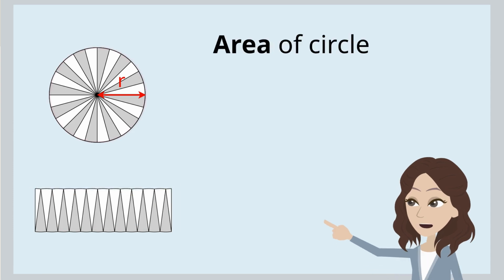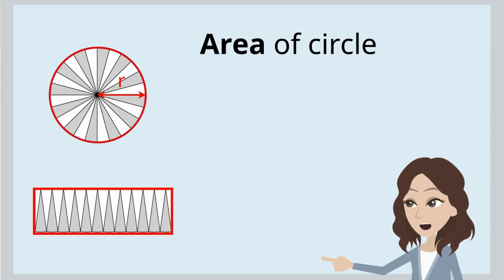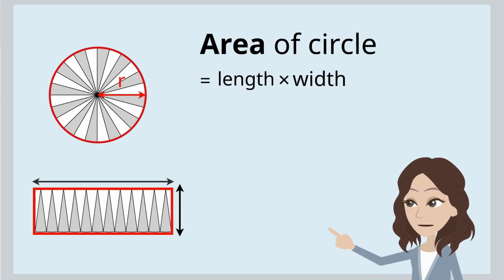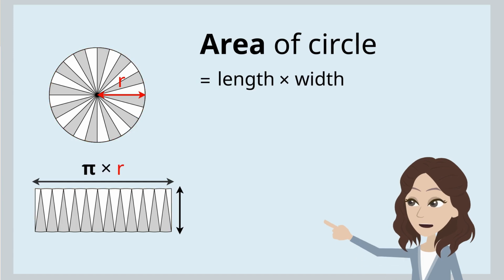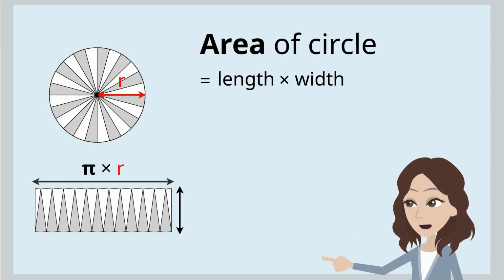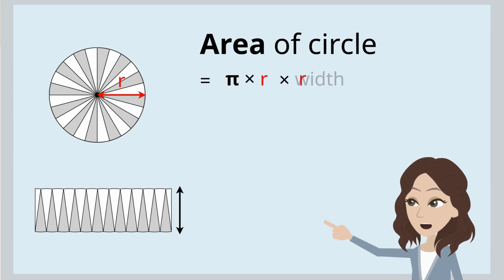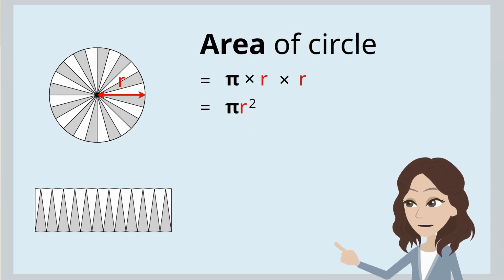To approximate the area of the circle, we can use the area of the rectangle, which is the length of the rectangle times its width. The length of the rectangle is approximately pi times r. The width of the rectangle is approximately r. So, the area of the circle is pi times r times r, which simplifies to pi r squared.